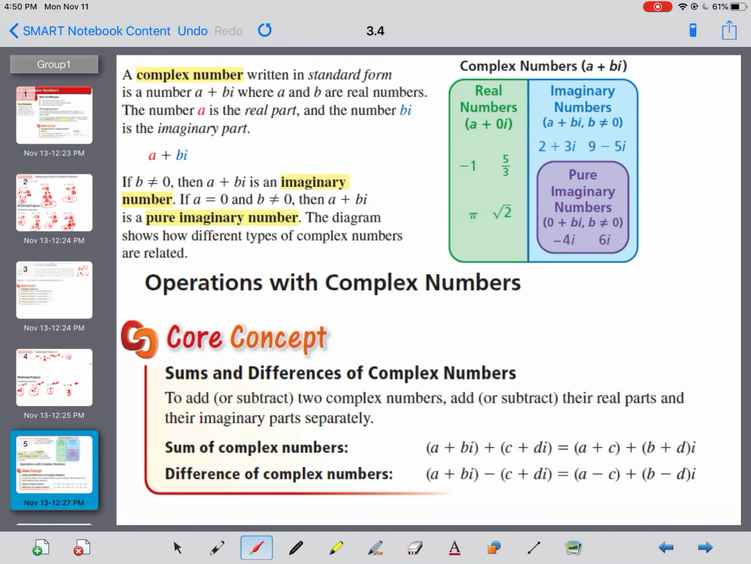Complex numbers. Okay. We were just dealing with imaginary numbers. A complex number is a real number plus or minus an imaginary number. So an a plus bi, where a and b are real numbers. a is the real part, bi is the imaginary part. Technically, every number is this, because real numbers are a plus 0i. Imaginary numbers are a plus bi, where b is not 0. Pure imaginary numbers don't have a real component; that's 0 plus bi, or just bi.